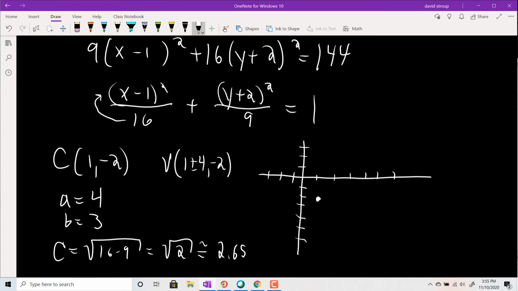1, 2, 3, 4, 1, 2, 3, 4. And then for the foci, you're going 2.65. So 1, 2.65, and then you're going up and down by 3. So anyways, we get the foci 1 plus or minus root 7, comma negative 2, and then the minor vertices you're going up and down. So it's 1 comma negative 2 plus or minus 3. So up by 3, 1, 2, 3, and then down by 3, 1, 2, 3, and there you go.